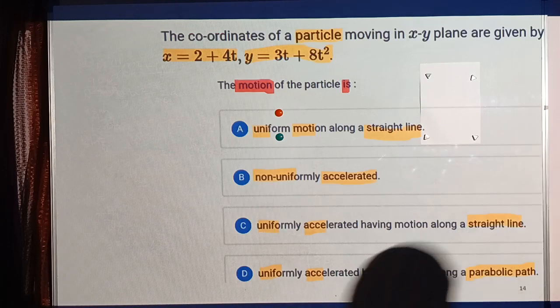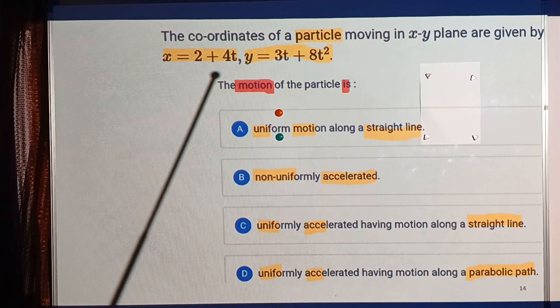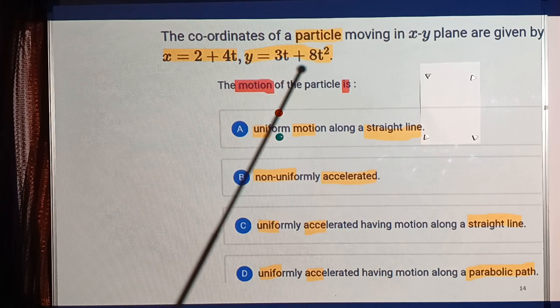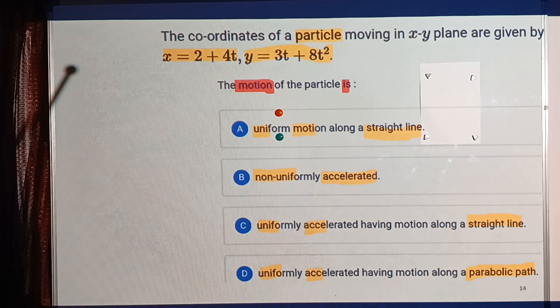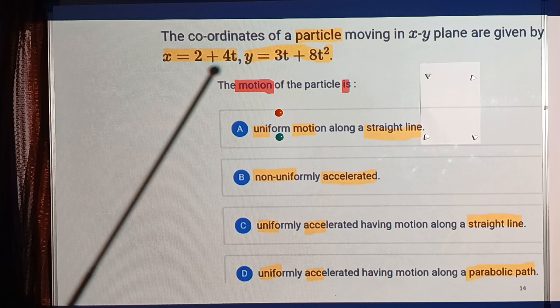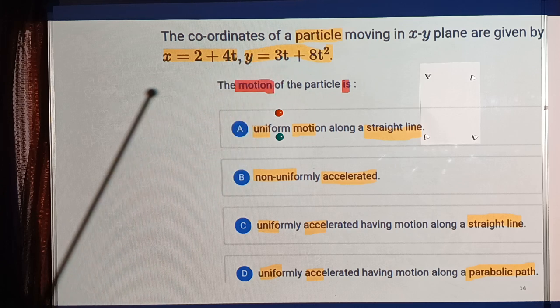Here's the next question. The coordinates of a particle moving in the xy plane are given by x equal to 2 plus 4t and y equal to 3t plus 8t square. The motion of the particle is: uniform motion along a straight line, non-uniform accelerated motion, uniform accelerated motion along a straight line, or uniform accelerated motion along a parabolic path. Here the x distance is increasing linearly with time and y is a parabolic motion. So it's more like a projectile motion.